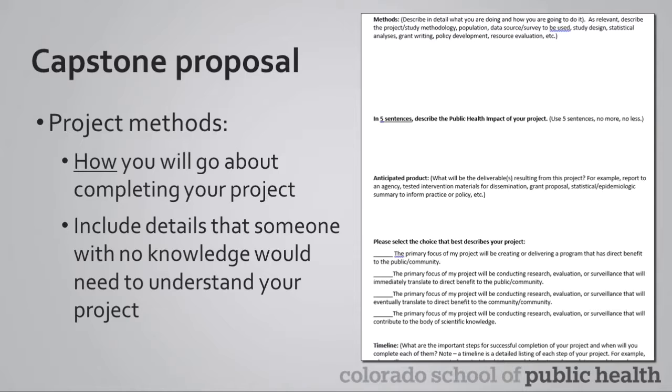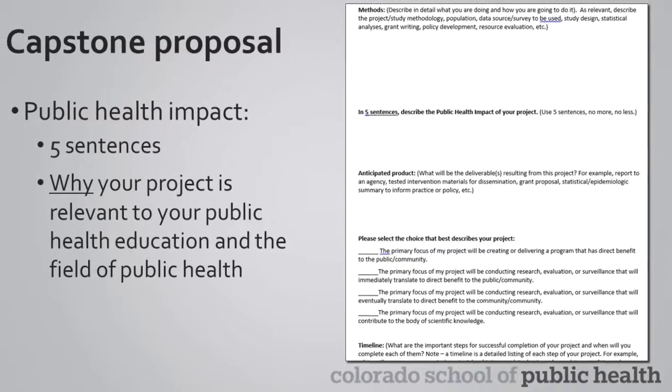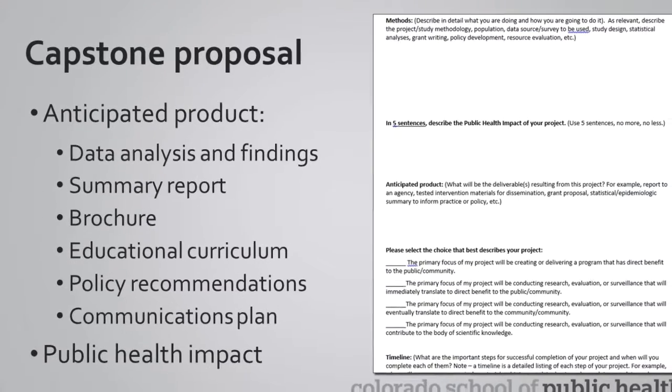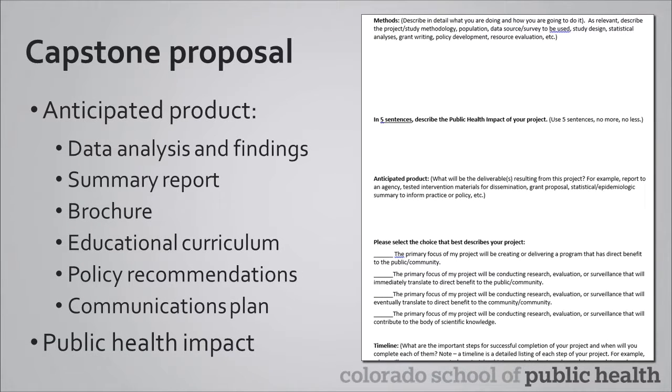Your proposal should be written so that someone with no knowledge of your project could understand what you're proposing. Next, you'll enter a description of the public health impact of your project in exactly 5 sentences, no more and no less. The previous methods section addresses the how of your project, and the public health impact gets at the why. Then you'll describe the tangible end product of your capstone project.